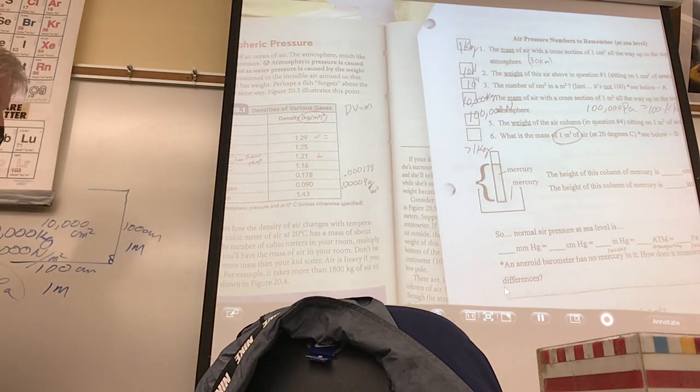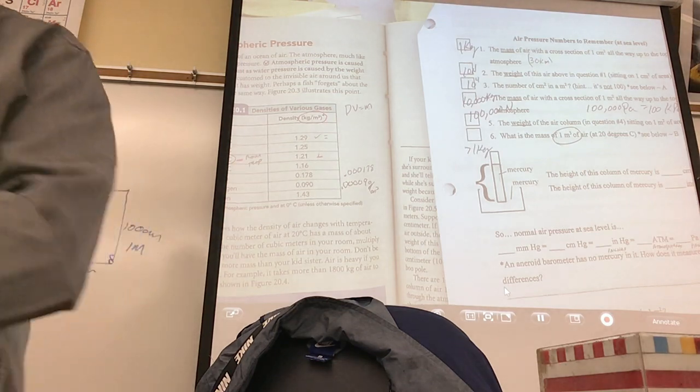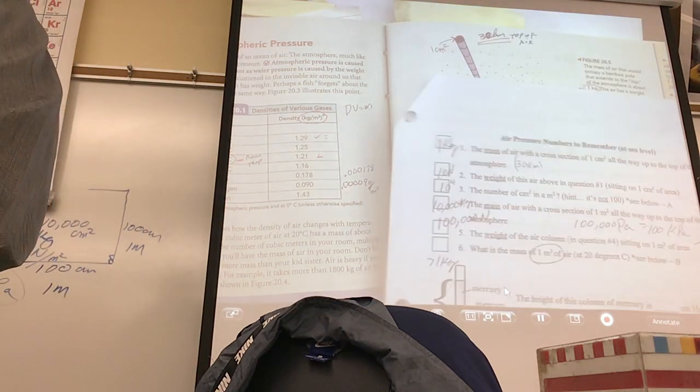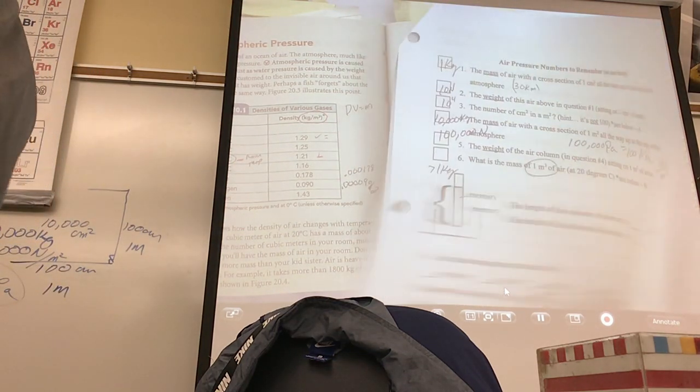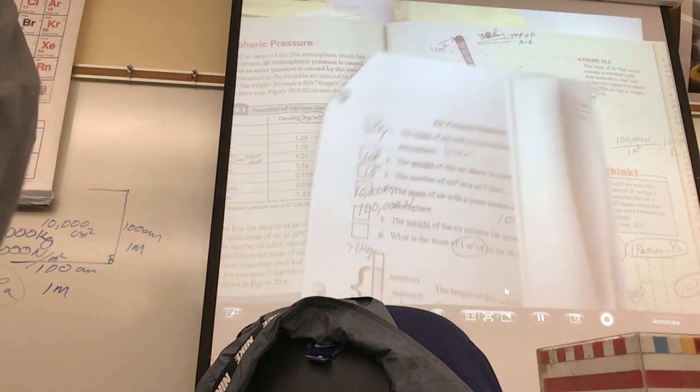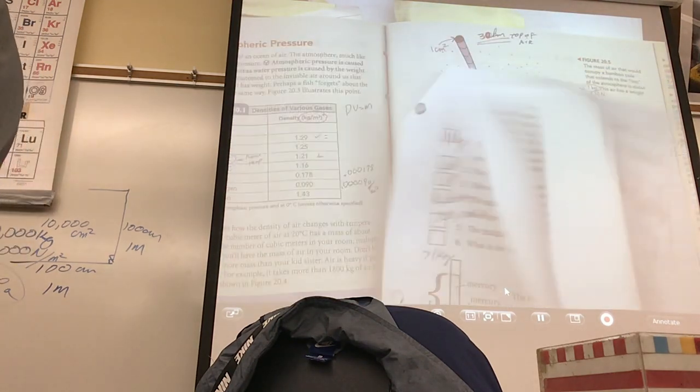So here's a problem with dealing with this word called air pressure, all right? And I'm gonna come back to that in just a minute. Here's the problem with air pressure. Find the right page here.